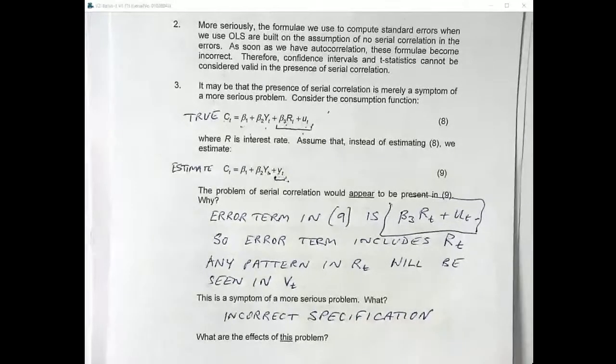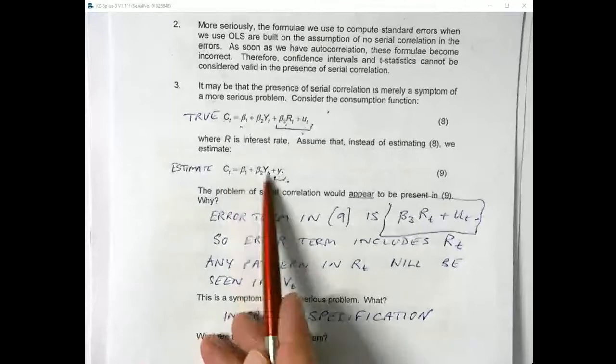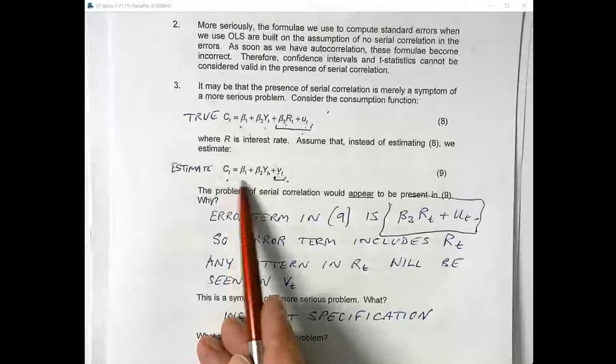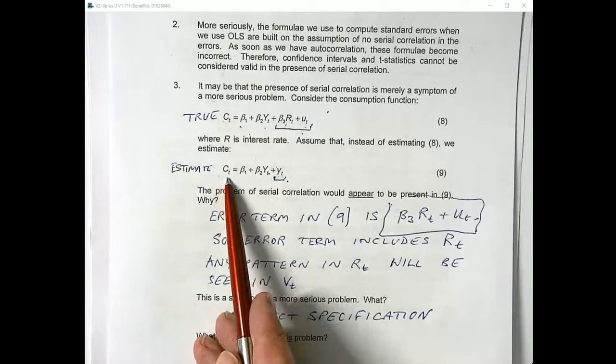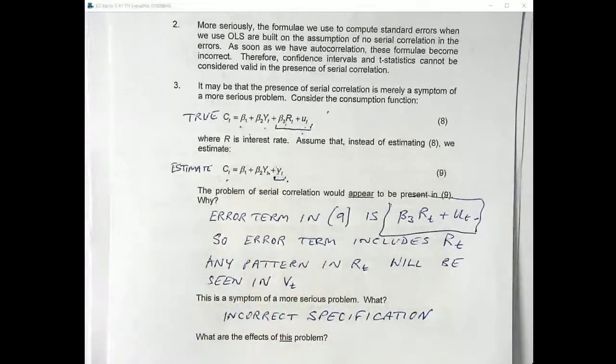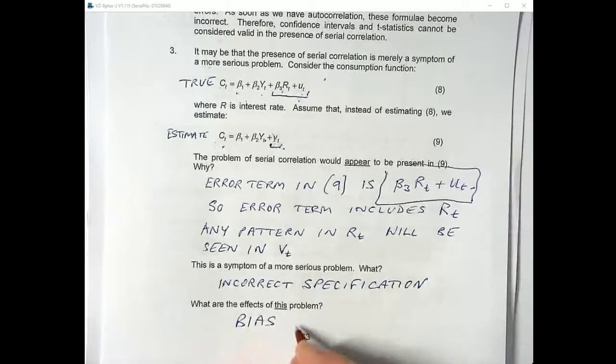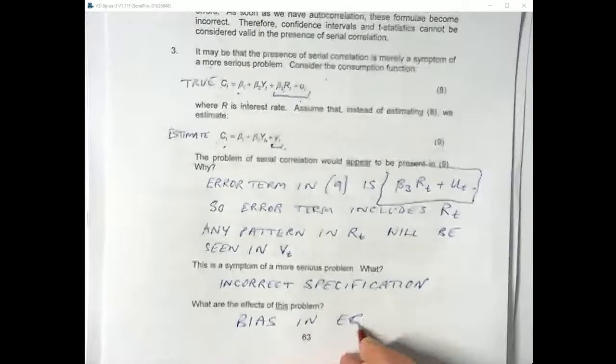Remember that there were 6 classical assumptions. The first of these, probably the most basic, is the assumption of correct specification. The model that you write down, which you intend to estimate, must be the true model. Well, if it's not the true model, then that's a violation of the assumption of correct specification, and that causes bias in your estimates. If you estimate the wrong model, then your estimates are biased. What are the effects of this problem? Bias in estimation.